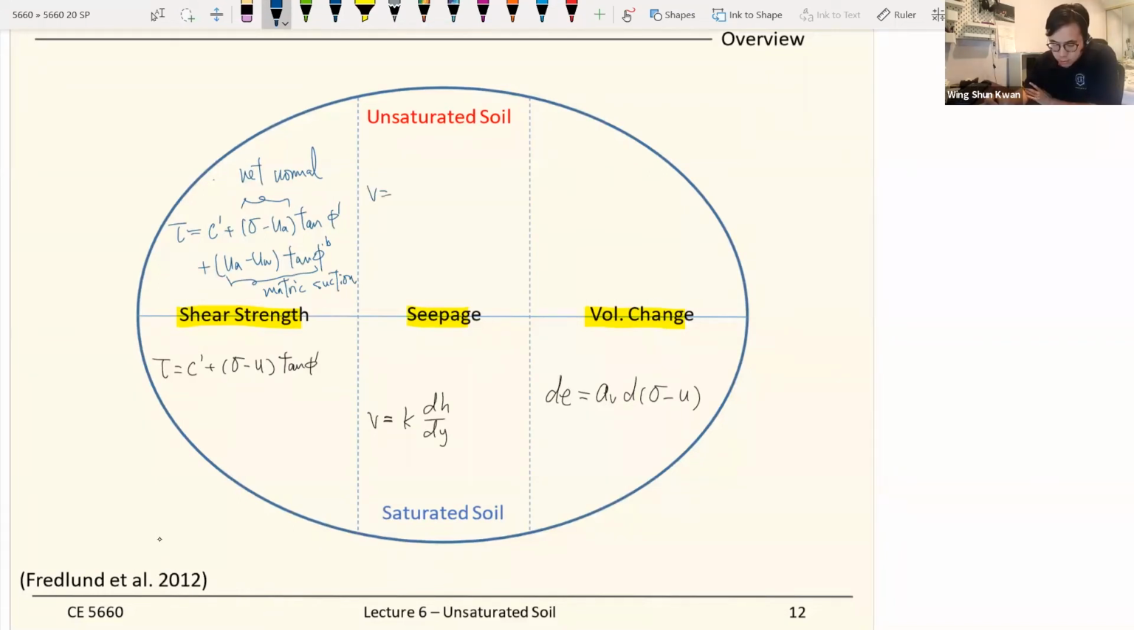And the seepage now also depends on the water table, the water pressure, and the change of the head. So now you come into the effect of the water pressure. Previously, the hydraulic conductivity was enough. Now we also need to think of the water pressure. And for the compressibility, it's not just the change of the effective stress, but also the change of the air pressure. So we have the water term and also the matrix suction term.